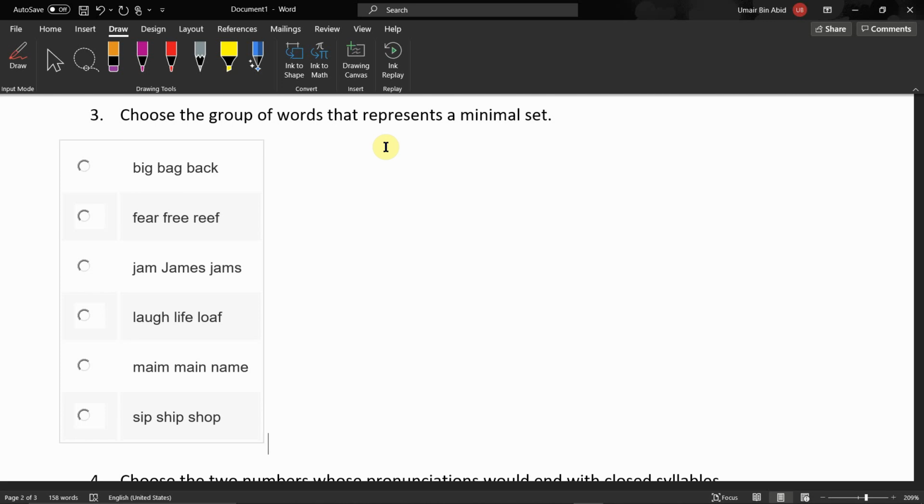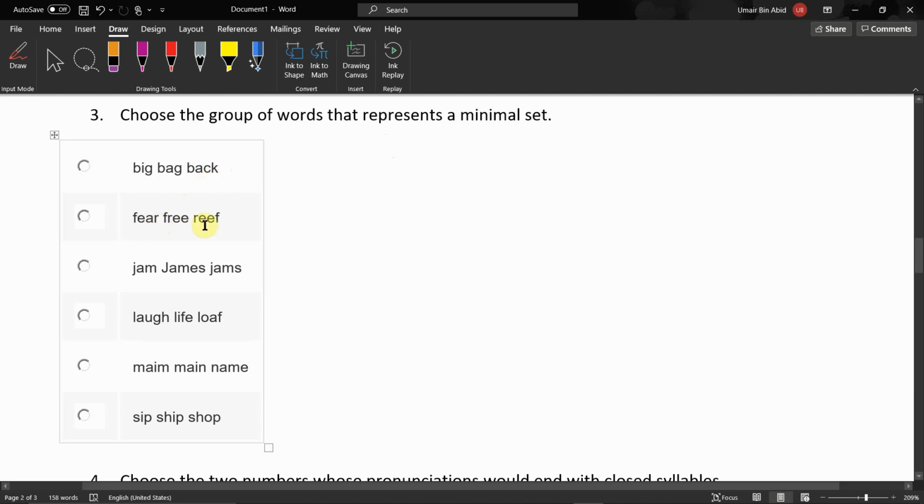If there are more than two words which are different from each other just because of one sound, that would be a minimal set. So big, bag, bag. Here in big and bag, there are two different vowels, i and a. But there is also another difference, because in these two words there is a g consonant and in this there is a k consonant. So there are two differences, one of vowel and one of consonant, so it cannot be.